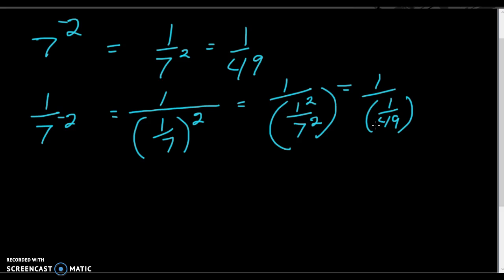Well, what happens when we divide by a fraction? Isn't that the same as taking the original value, the numerator, and multiplying by the reciprocal of the fraction? And in this case here, I want to change the 1 over 49 to 49 over 1, which equals plain old 49.